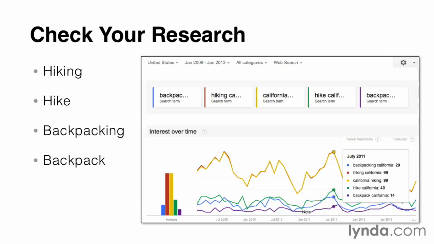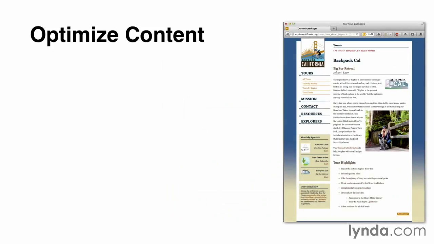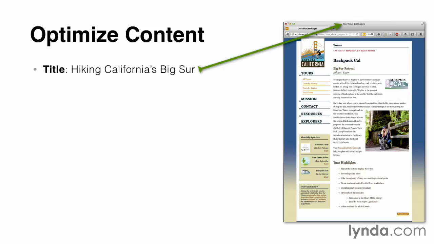So taking that information, I go back to my page, and what I'm going to do is rename this page from the focus on backpacking to focus more on hiking, because that seems to be more relevant in getting the most amount of searchers to my page, and that's my target audience. So I'm going to rename the page title to Hiking California's Big Sur.